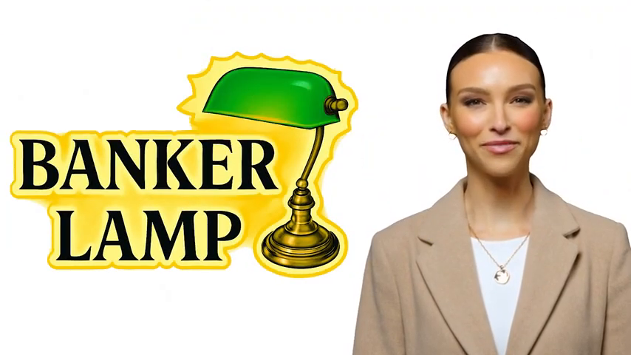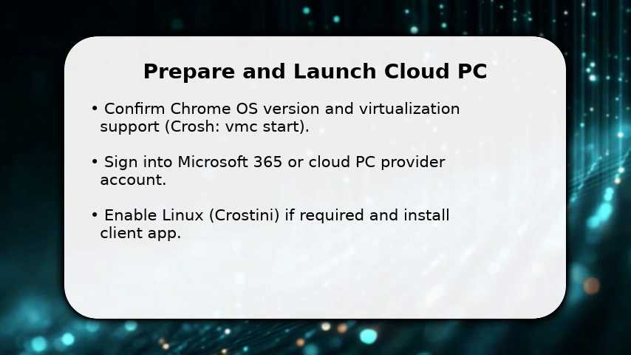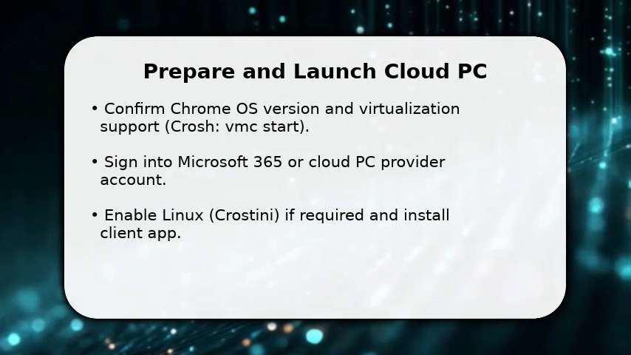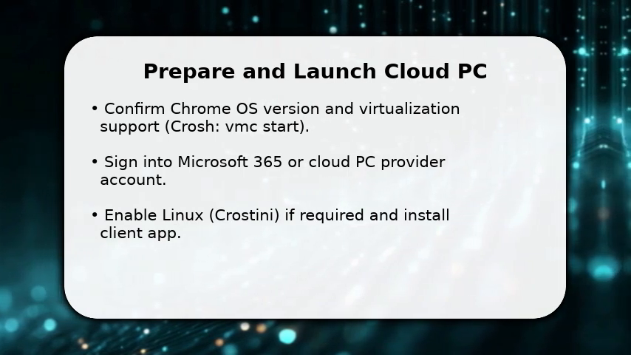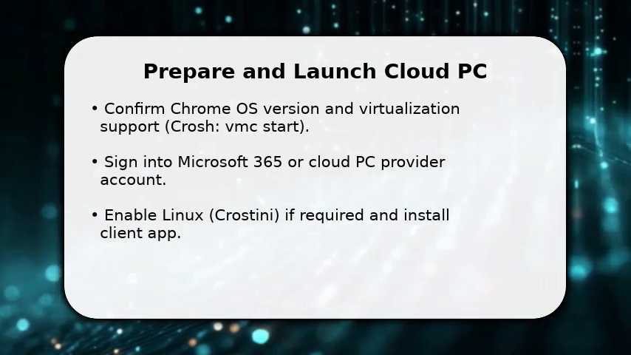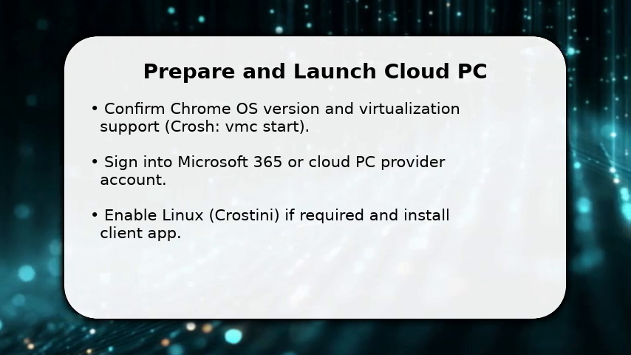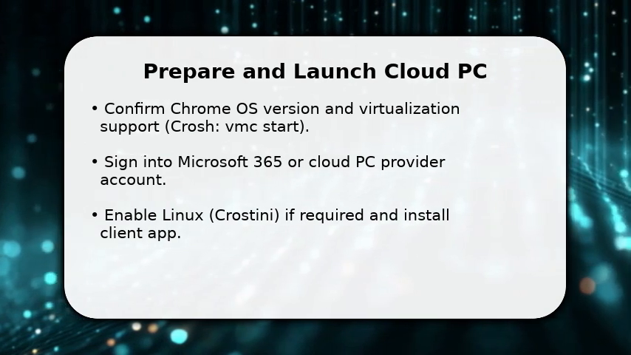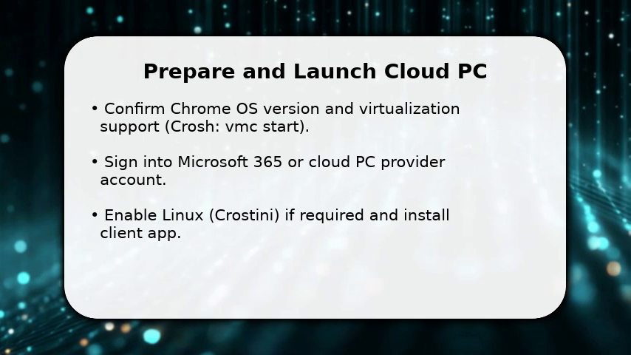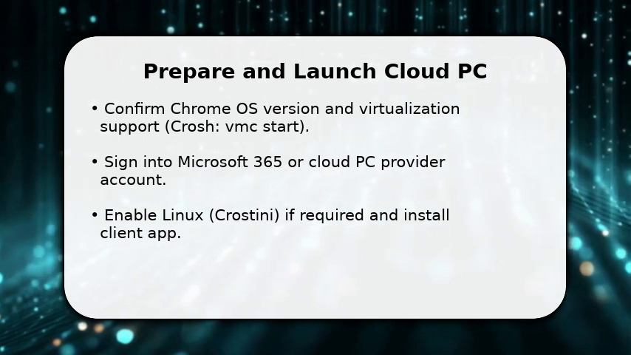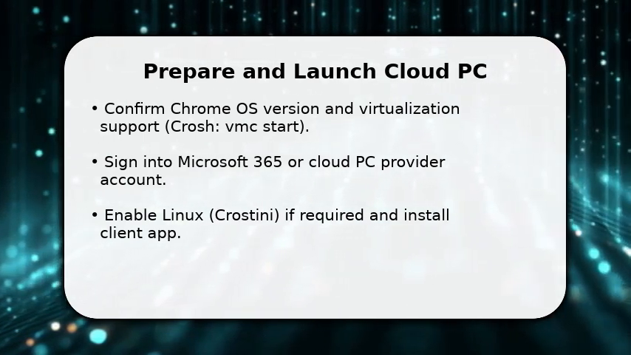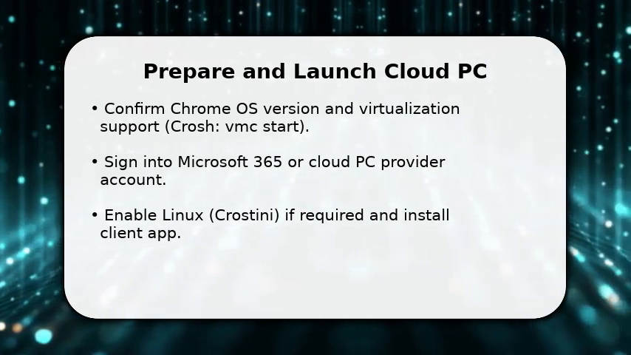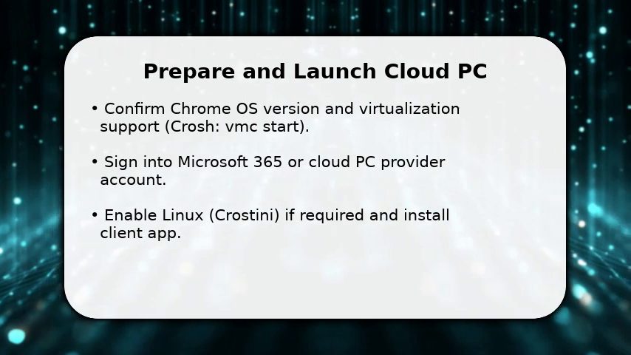Please enjoy the video. You start by verifying your Chromebook supports virtualization and you have the right accounts. Open Chrome settings, check OS version, and enable Linux if a cloud client needs it. Once done, sign into your Microsoft 365 or chosen cloud PC provider and install their web or lightweight client app. You do this to run Windows remotely, not to install it locally, so make sure networking is stable and that you understand client permissions before moving to the connection steps.